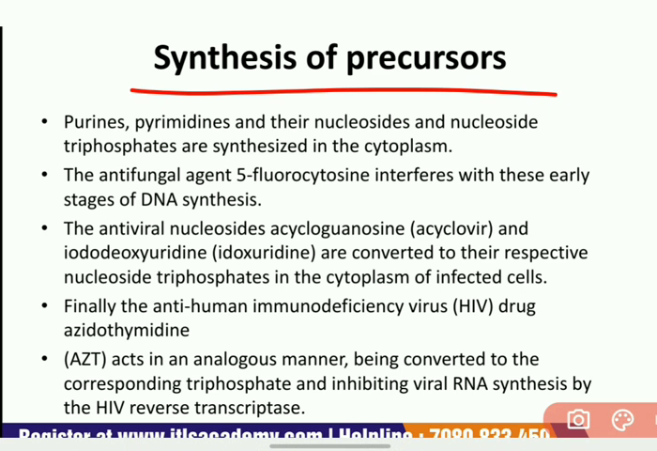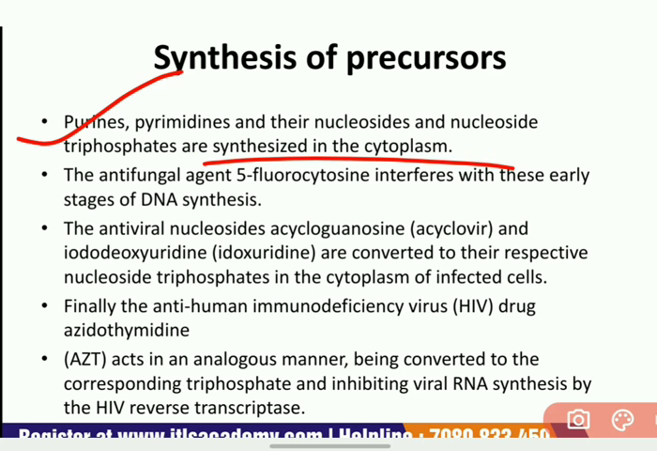First is synthesis of precursors. Purines, pyrimidines and their nucleosides and nucleoside triphosphates are synthesized in the cytoplasm. At this stage, the antifolate drugs, that is, sulfonamides and dihydrofolate reductase inhibitors, act by blocking the production of thymine.